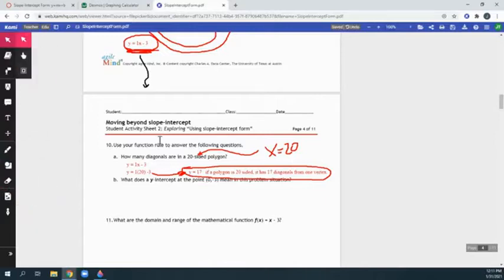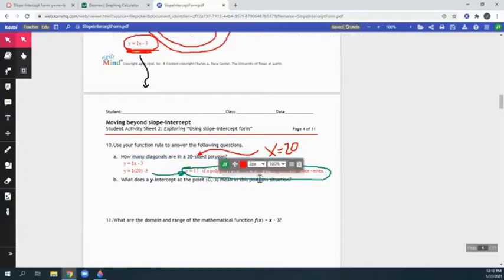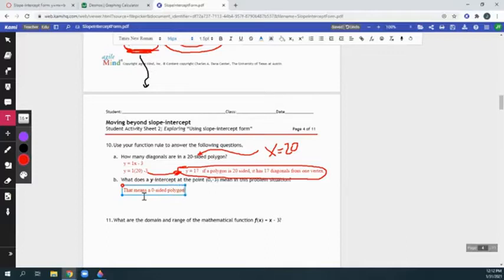And we just talked about this next question. What does (0, -3) mean? Well, x is sides. A zero-sided regular polygon, technically, but that's okay, should have negative 3 diagonals.